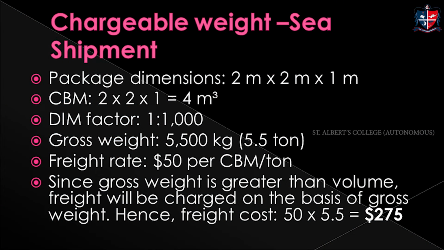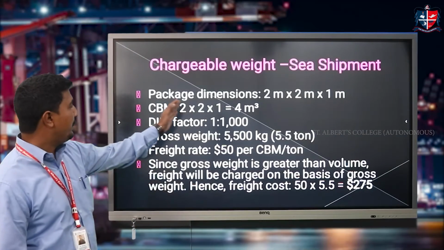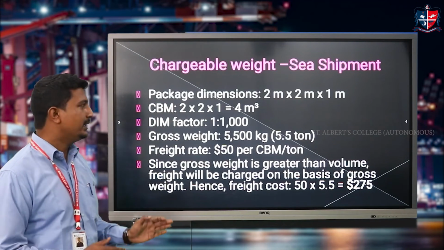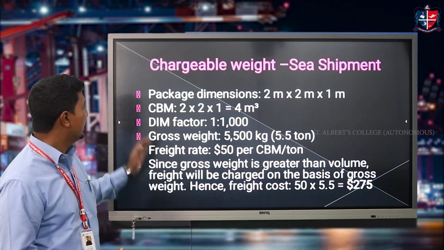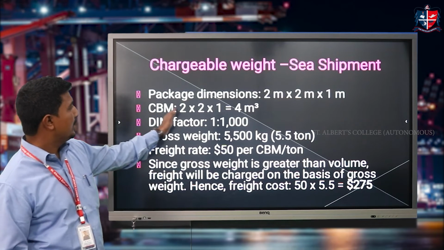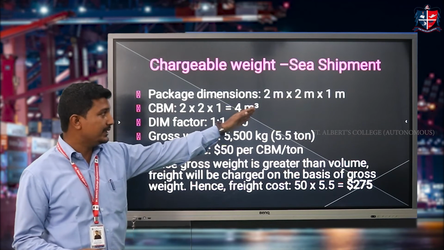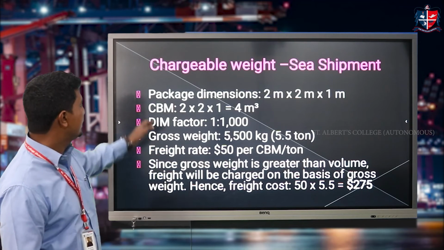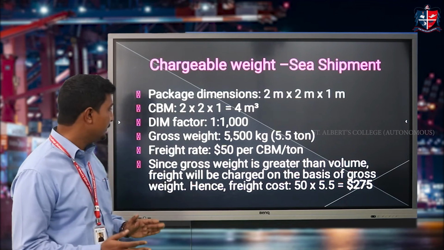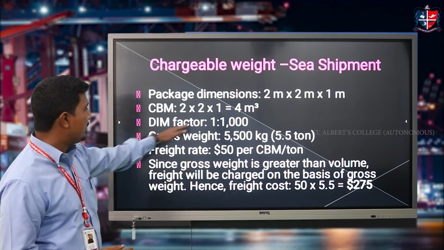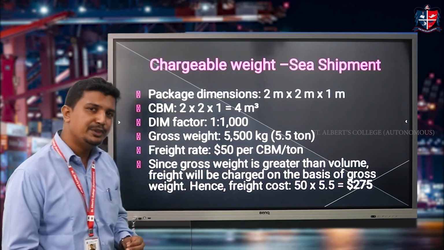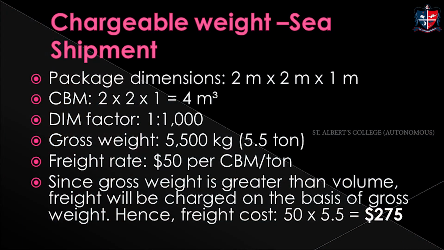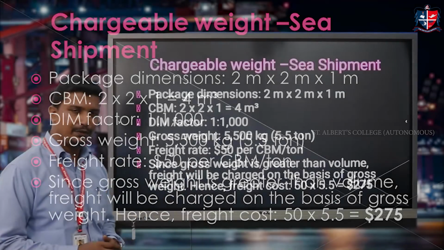So we have a small example here. In case of a sea shipment, the package dimension is 2 meters length, 2 meters breadth, and 1 meter height. So CBM is L into B into H, that is 4 cubic meters. In sea shipment, the dimensional factor is 1 CBM equal to 1 ton or 1000 kgs. The gross weight of that cargo is 5500 kgs, that is 5.5 tons. The freight rate is $50 per CBM.